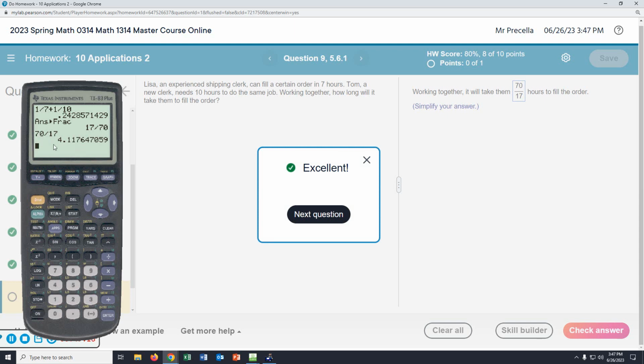But if you're curious, 70 over 17, that's a little over 4 hours. So it took them a little over 4 hours working together to do the job. Any questions there?